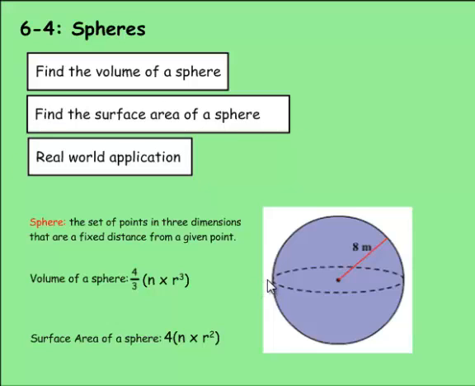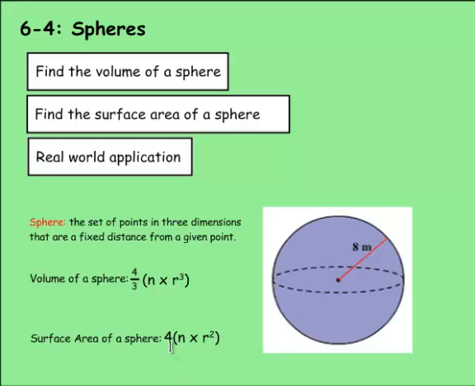So unlike a circle, which is a set of points on a plane that are a given distance from the center, or in 2 dimensions you could say, a sphere is a set of points in 3 dimensions that are a fixed distance from a given point. So this line could go in any which direction, up, down, left, and right, and all the points on the sphere, or this ball, I guess you could call it, are going to be 8 meters from that center point. We're going to find both volume and surface area of the sphere.